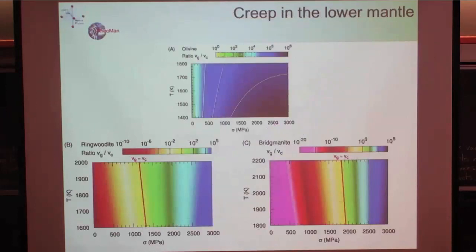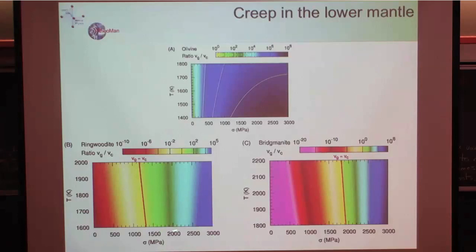This is not what I want to describe here. I want to focus on the lower mantle. So how does this mechanism transpose into the lower mantle? The good guide is to make the same kind of plots for those minerals. So this ratio of the glide to the climb velocity here, this is for olivine, this is a reference, if you like, this is for ringwoodite, this is for bridgmanite.